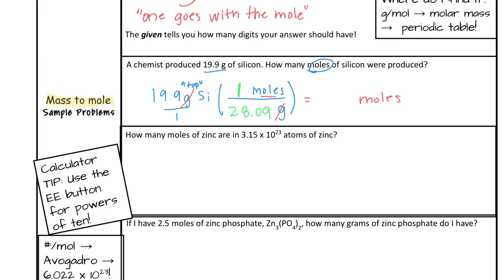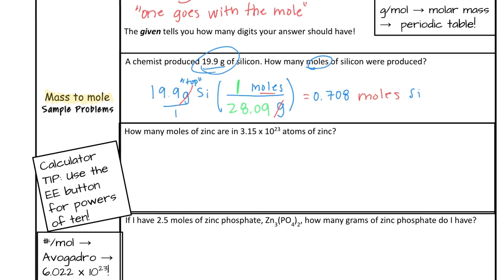In my calculator, I'm doing 19.9 times 1, if you want to. Not going to change anything. Divided by, this time, 28.09 grams. And so then that's going to come out as 0.708. I'm keeping 3 digits because I had 3 digits there. Moles of silicon. And because it's only been a minute, let's just do the next one here.